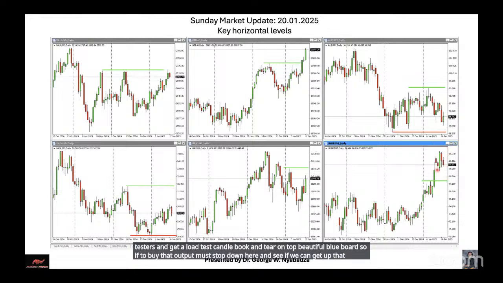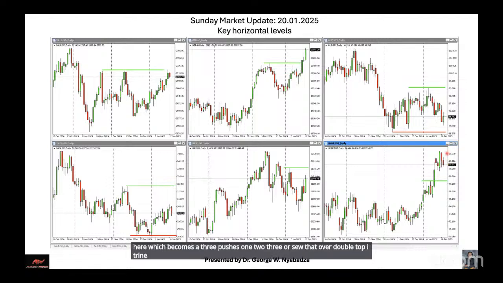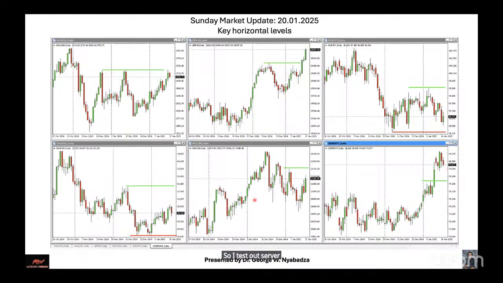But it's good for the bulls, but this level can still get tested. They can still test that level. Would I sell? I would sell off a lower high double top anywhere here, which becomes a three pushes, 1, 2, 3. I would sell that, or the double top high, the high test, I would sell that. But we need a little bit more information.